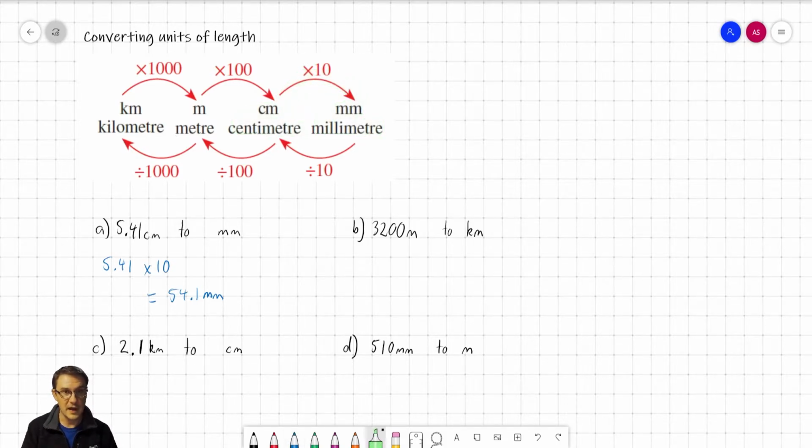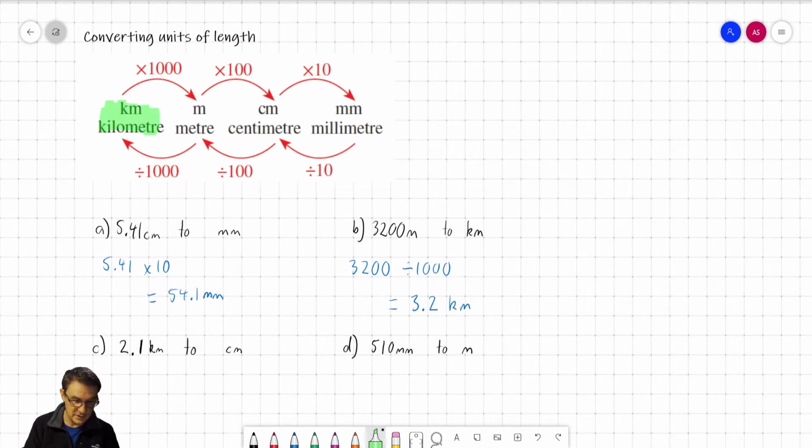In this next example, in B, we've got 3,200 meters, and we're looking to convert this into kilometers. We need to work out where we're beginning from first, which is meters here, and we're going to kilometers. So we follow this arrow here to get to kilometers. As a result, we take 3,200, and we're asked to divide by 1,000. So we would end up with 3.200. However, we don't need to put those zeros at the end, so that's just going to be 3.2 kilometers.